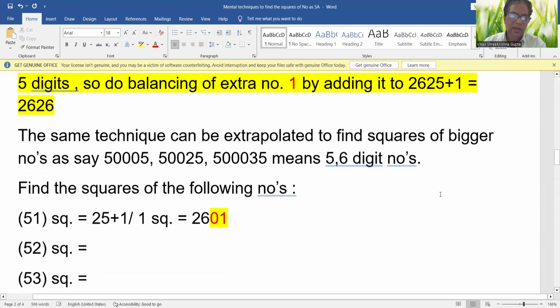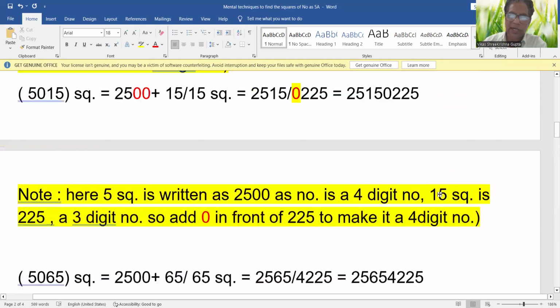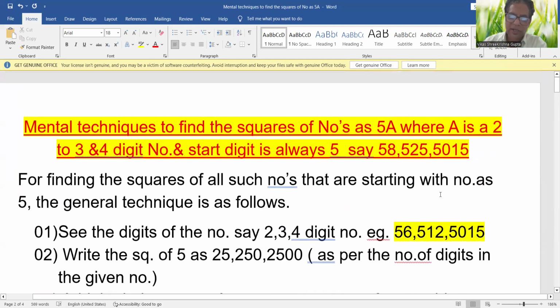So students, I have shown you just now a very wonderful technique of finding the square of all the numbers whose starting number is 5. It is just opposite to the previous video where the ending number is 5. So as I told you, 5 is a very special number, and special techniques are there to find the square of numbers ending with 5 and starting with 5. So now I am stopping my sharing of this screen.